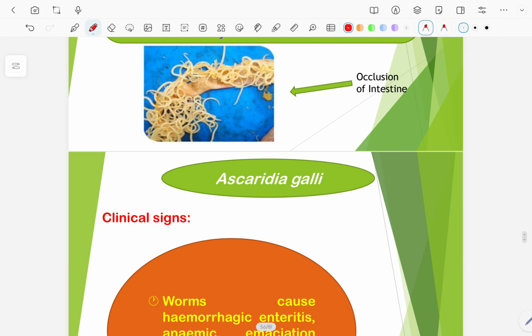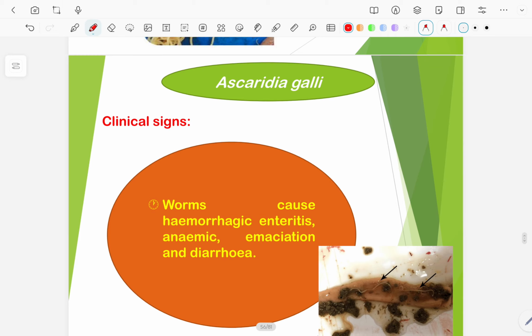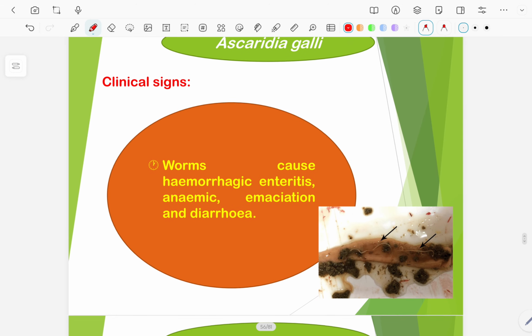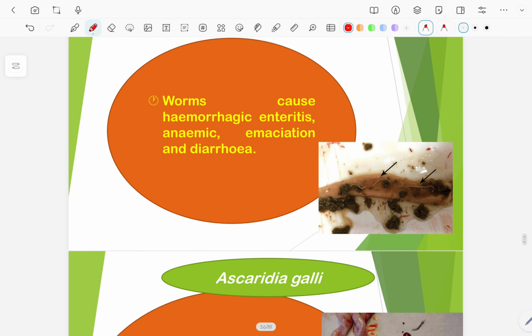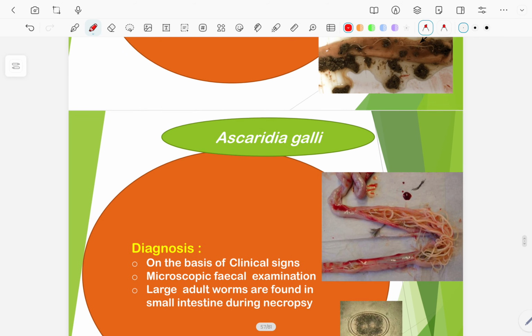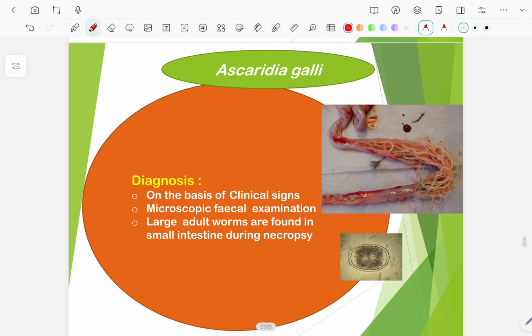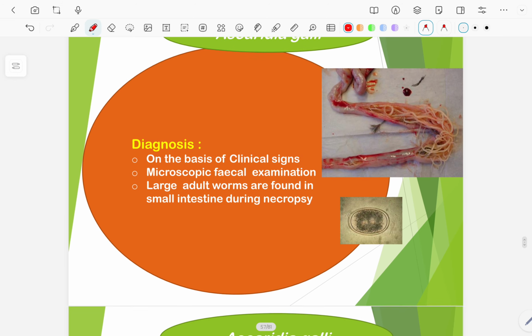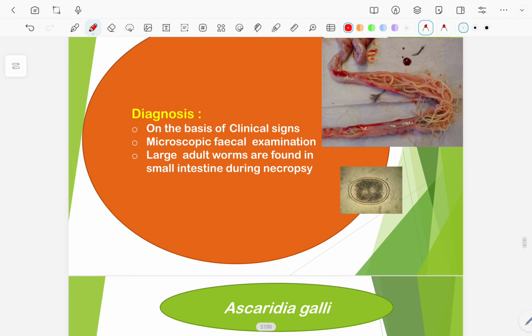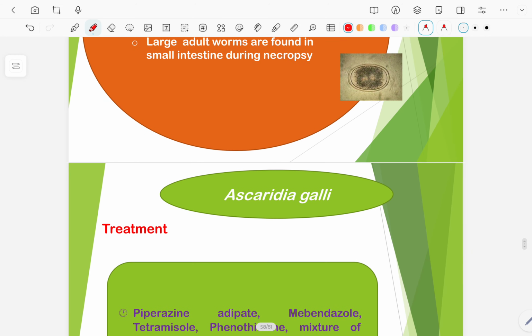Ascaridia galli clinical signs: worms cause hemorrhagic enteritis, anemia, emaciation, and diarrhea. Diagnosis is on the basis of clinical signs and microscopic fecal examination. Large adult worms are found in the small intestine during necropsy.